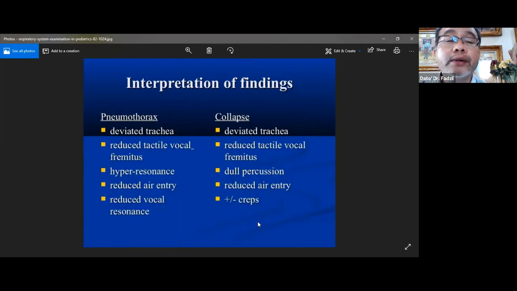the ears. Pneumothorax: deviated trachea, reduced vocal fremitus, hyperresonant percussion, reduced air entry, reduced vocal resonance. Collapse: deviated trachea, reduced tactile vocal fremitus, dull percussion, reduced air entry and crepitations. So these are all the pathology findings.